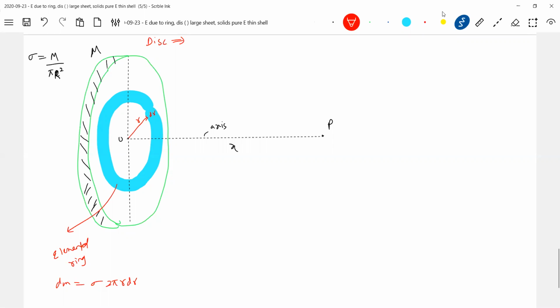This line is the axis of the ring, and O is the center of the ring. So what is the field strength? First, due to that elemental ring here, let that be dE. So what should dE be equal to? Again, we do all these assumptions, no? Let this be theta.